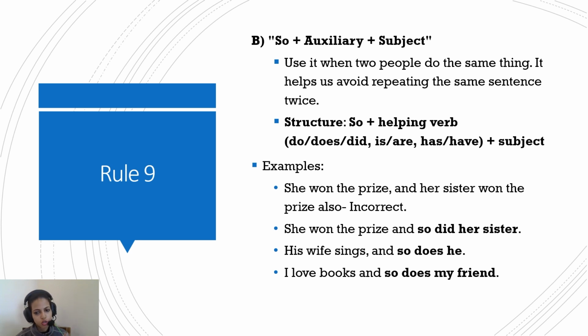So we take so, we take did, and we use the subject sister because we are trying to say that both of them won the prize. His wife sings and so does he. I love books and so does my friend. So plus helping verb plus subject. If you want to talk about two people doing the same thing and avoid repetition, that's the way to go. So plus auxiliary plus subject. Auxiliary is the same as helping verb. Okay.